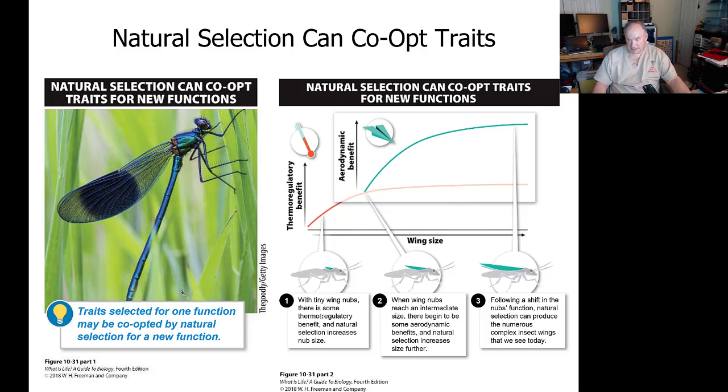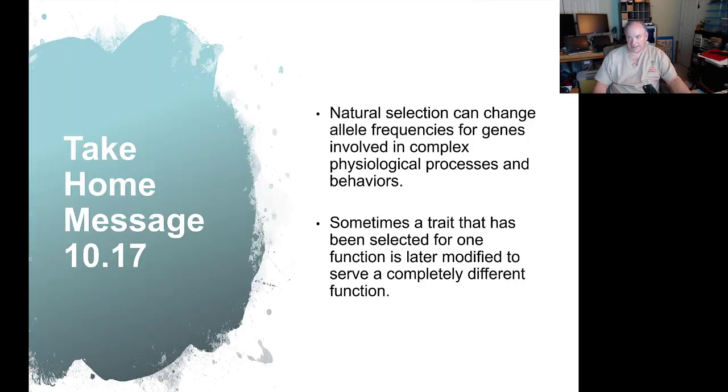So natural selection can co-opt traits for new functions. Tiny wing nubs were thermoregulatory. They would fan and they would cool down, but over time the wing nubs reached an intermediate size and became aerodynamic, and as a result they could fly, and it would give them some sort of benefit. You can see that, and it's because the hot environments kind of drove the evolution of a particular wing, which is an interesting idea.